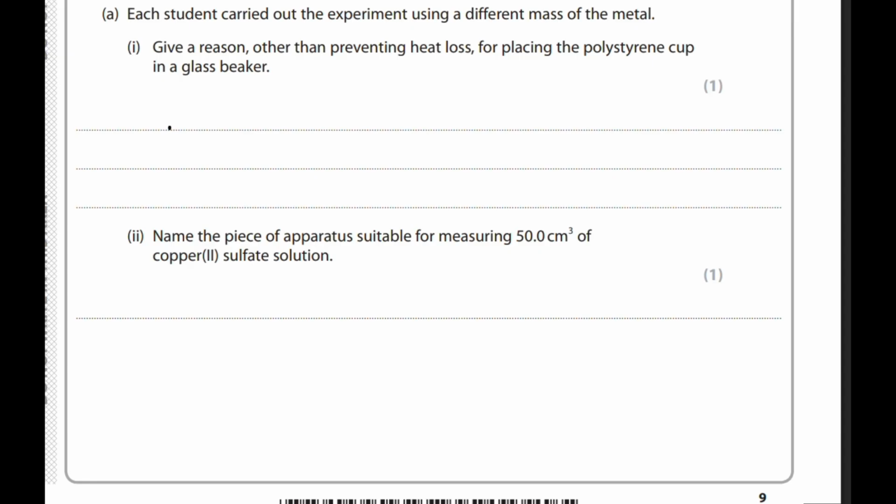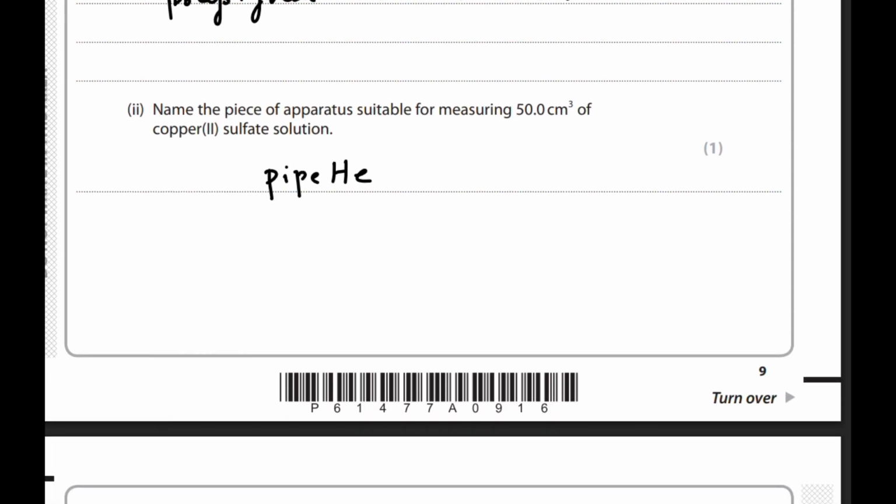Now you know that the polystyrene cup is quite unstable. So in order to increase the stability of the polystyrene cup, a glass beaker is used. Name the piece of apparatus suitable for measuring 50 cm³ of copper sulfate. The pipette. This is the best apparatus for this.